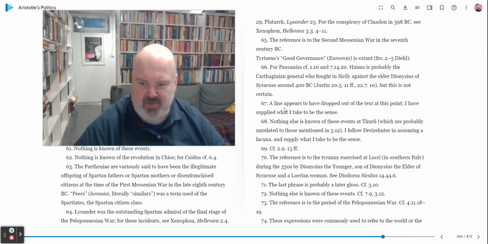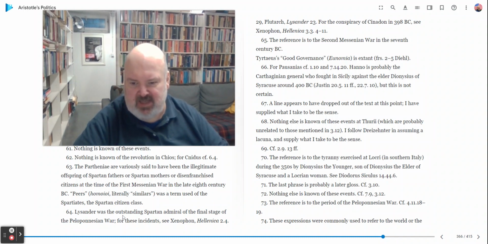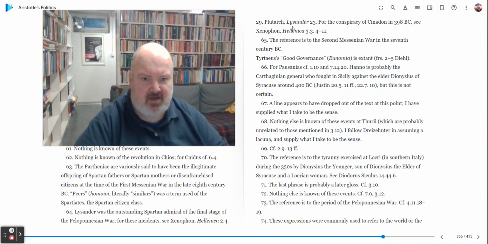Now, Lysander was this outstanding Spartan admiral of the final stage of the Peloponnesian War, who led Sparta to victory over Athens. See Xenophon's account in Book 2 of the Hellenica and Plutarch's account of Lysander. For the conspiracy of Cinadon in 398 BC, see Xenophon's Hellenica, Book 3, Chapter 3, sections 4 through 11.